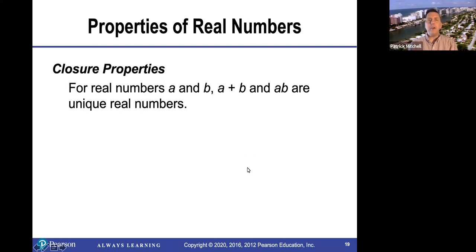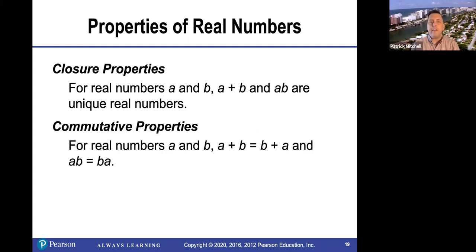All right, real numbers have basically all of the same properties that we've talked about for other sets of numbers. For example, real numbers have the closure properties. If A and B are real numbers, then A plus B and A times B are unique real numbers.